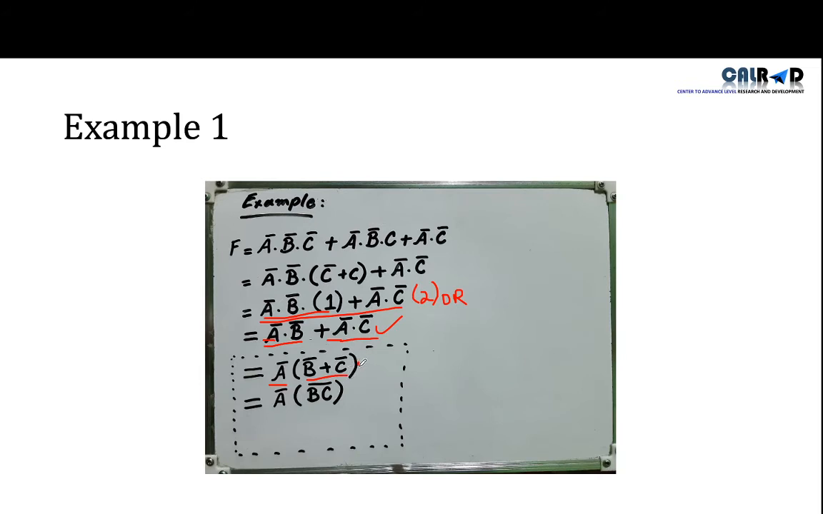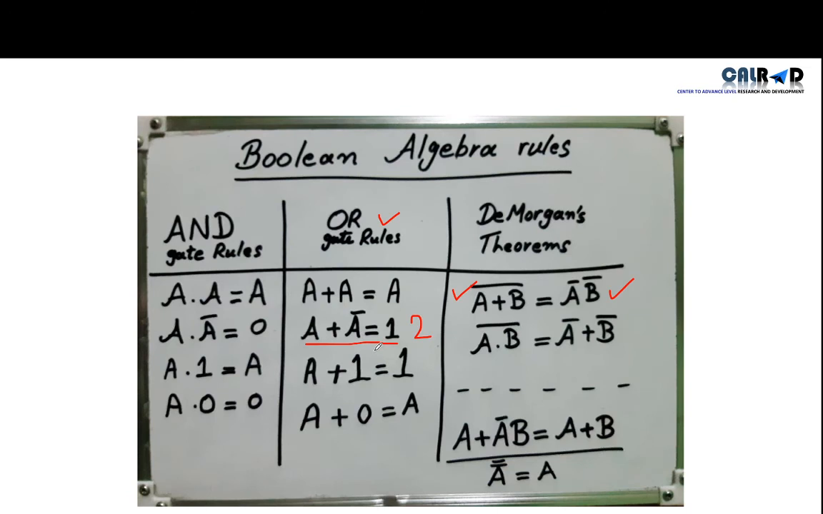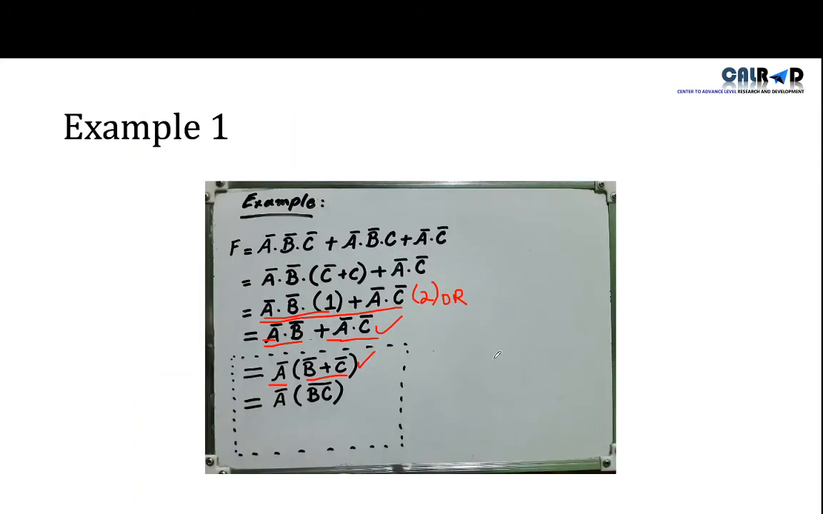Now can we apply any rule on this B bar plus C bar? Here it is said that A bar plus B bar is equal to A into B bar. So if A bar plus B bar is equal to A into B bar, then B bar plus C bar is equal to BC bar. And here we apply which law? De Morgan's law number 2. Now here this is our final equation, because we cannot further multiply.